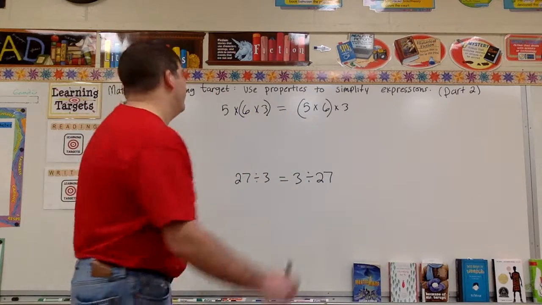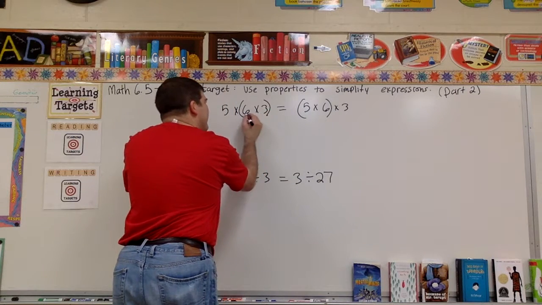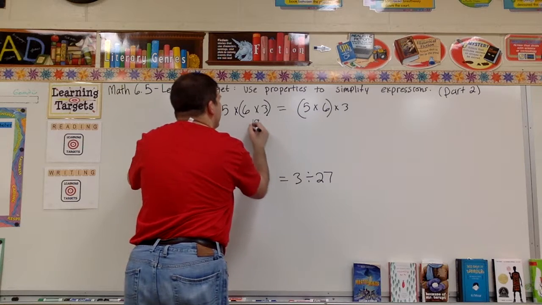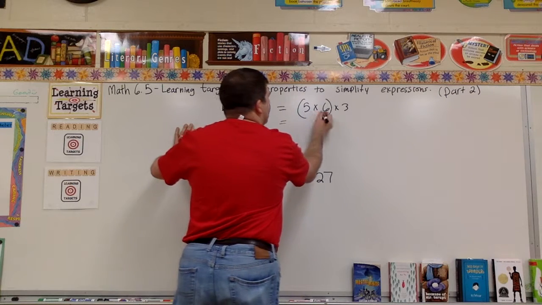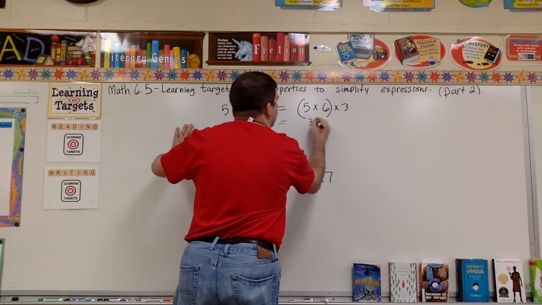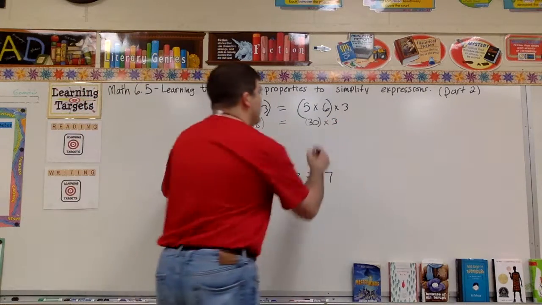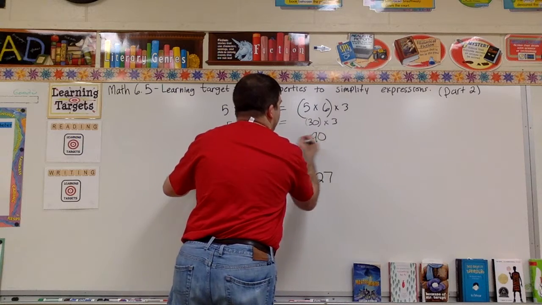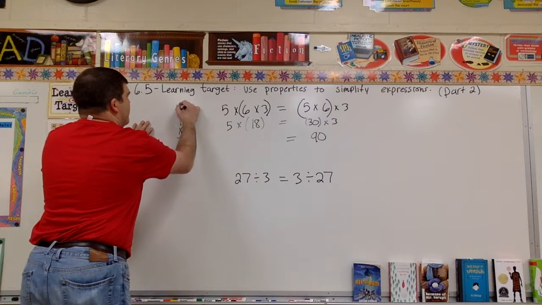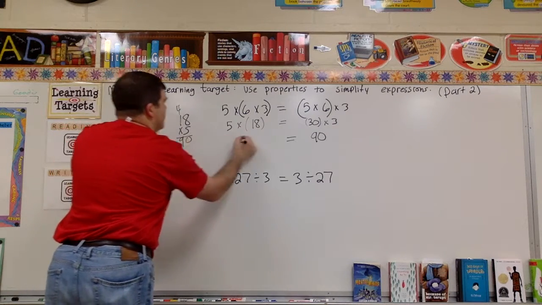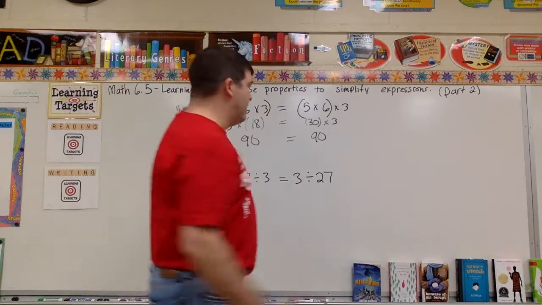So let me see if they're equal. 6 times 3 is 18, times 5. Is that equal to 6 times 5 is 30, times 3? Okay, so now I can do this one easy. 30 times 3 is 90. This one, let's come over here. 18 times 5, that's 90. Okay, so this one is equal. Yes.